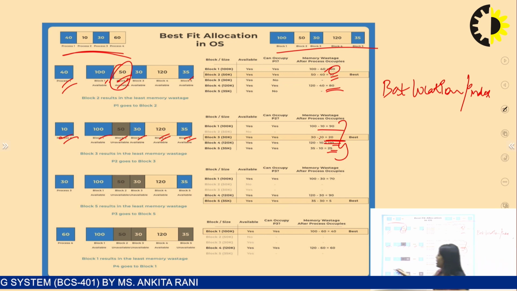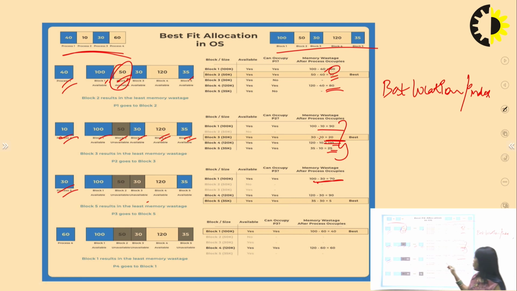After that, the next process is 30. In 100, we can check 70 memory wastage. 50 is not available. 30 is not available. After that, 120. In 120, we can check 90 memory wastage, and at 35, 5 memory wastage. So out of these, we check the minimum memory wastage. So we can go for block 5, which is best fit.